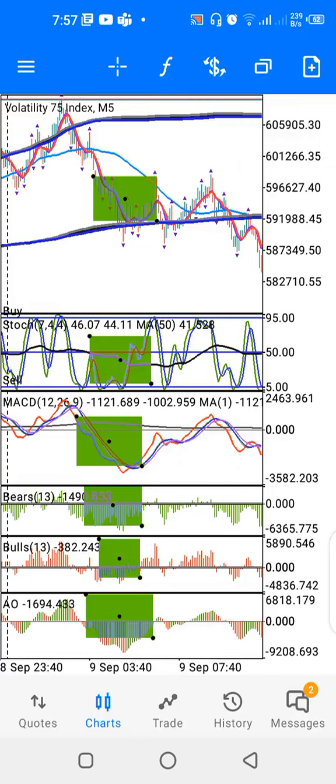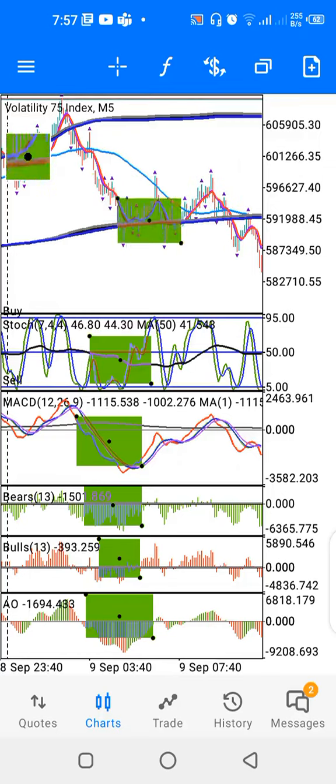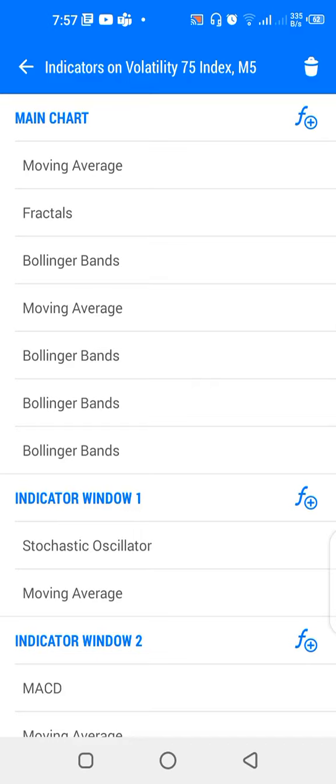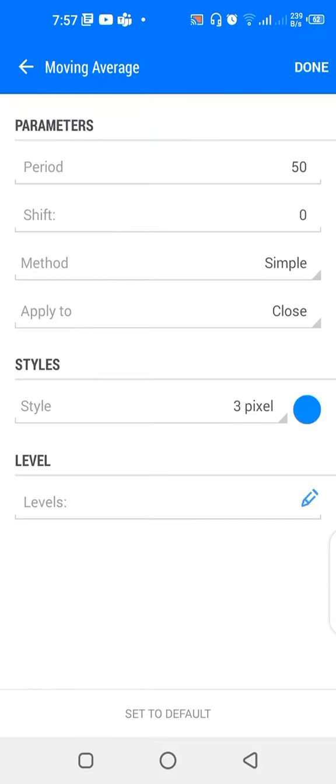Now let's look at the main window. Like I said, this is the main window. Let's look at the indicator settings, the parameters, before I explain how to filter the right signal if you are going to buy or if you are going to sell. On the main chart, we have moving average. The period is 50. The shift is 0. Method is simple. Apply to close. Color is blue.